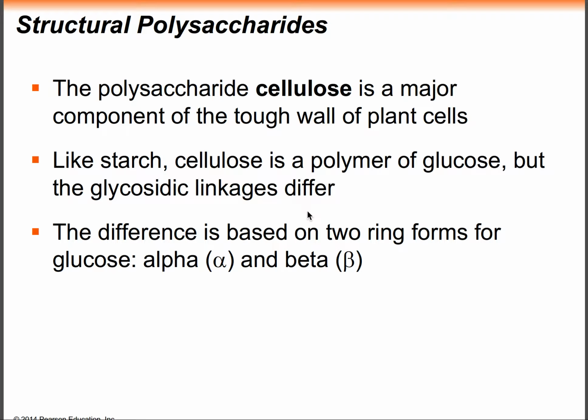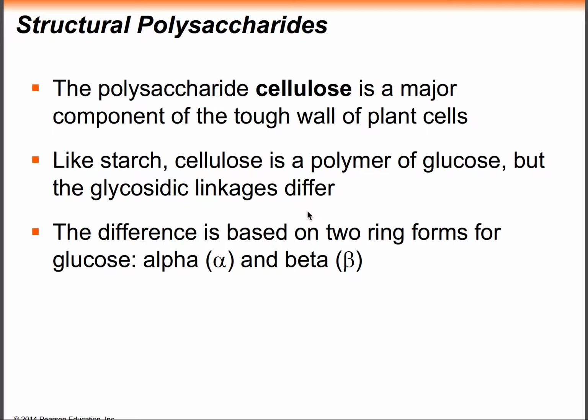There's another polysaccharide called cellulose, and this makes up the cell wall in plants, and it's very tough. Cellulose has got to be tough because plants live out in the elements, and so it needs to be structurally very sound. It is a starch, so it's only glucose units hooked together. It is a polymer, like we said, of only glucose molecules, but with this one, the glycosidic linkages differ.